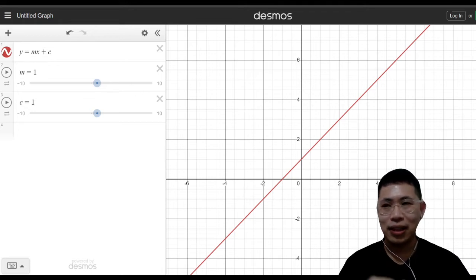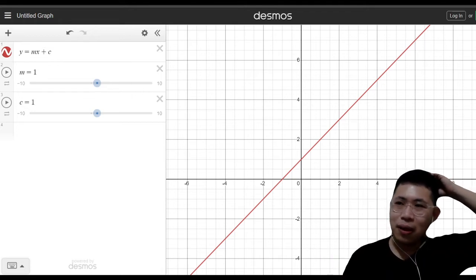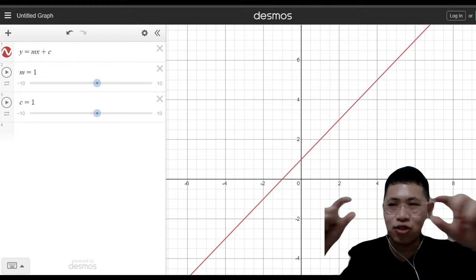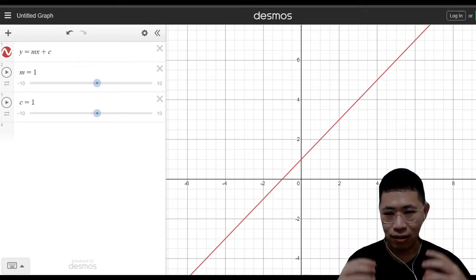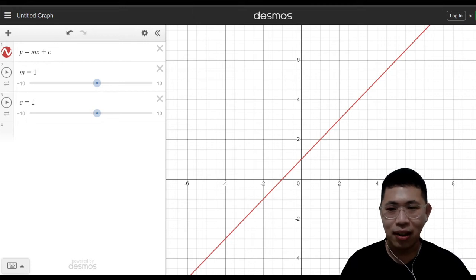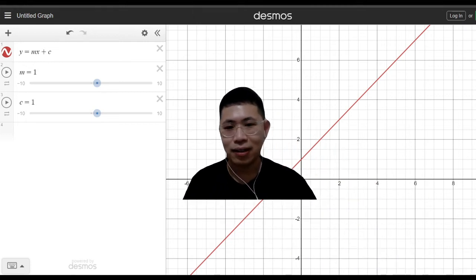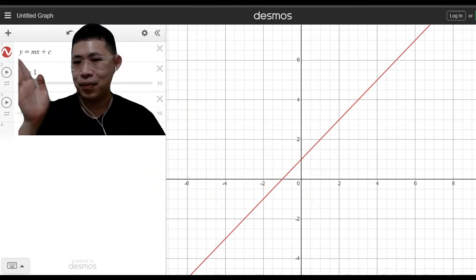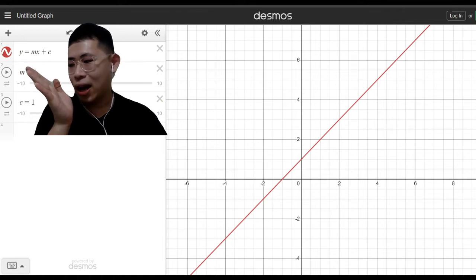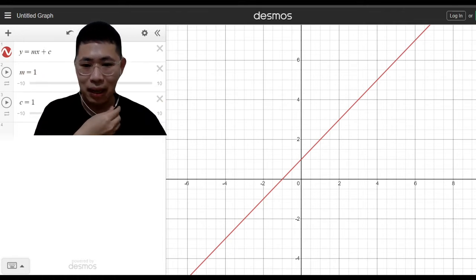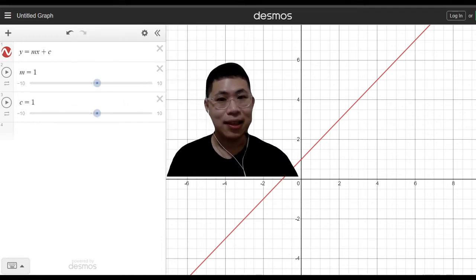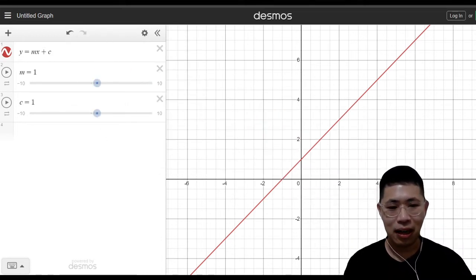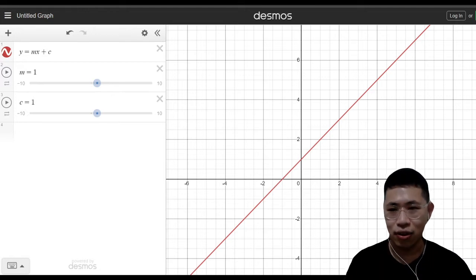So in general, we're going to label it as a general form, or the format that we are going to write down this function or equation. This format is up here: y equals mx plus c. Y equals mx plus c. So this would be our format, or the general equation of a straight line.